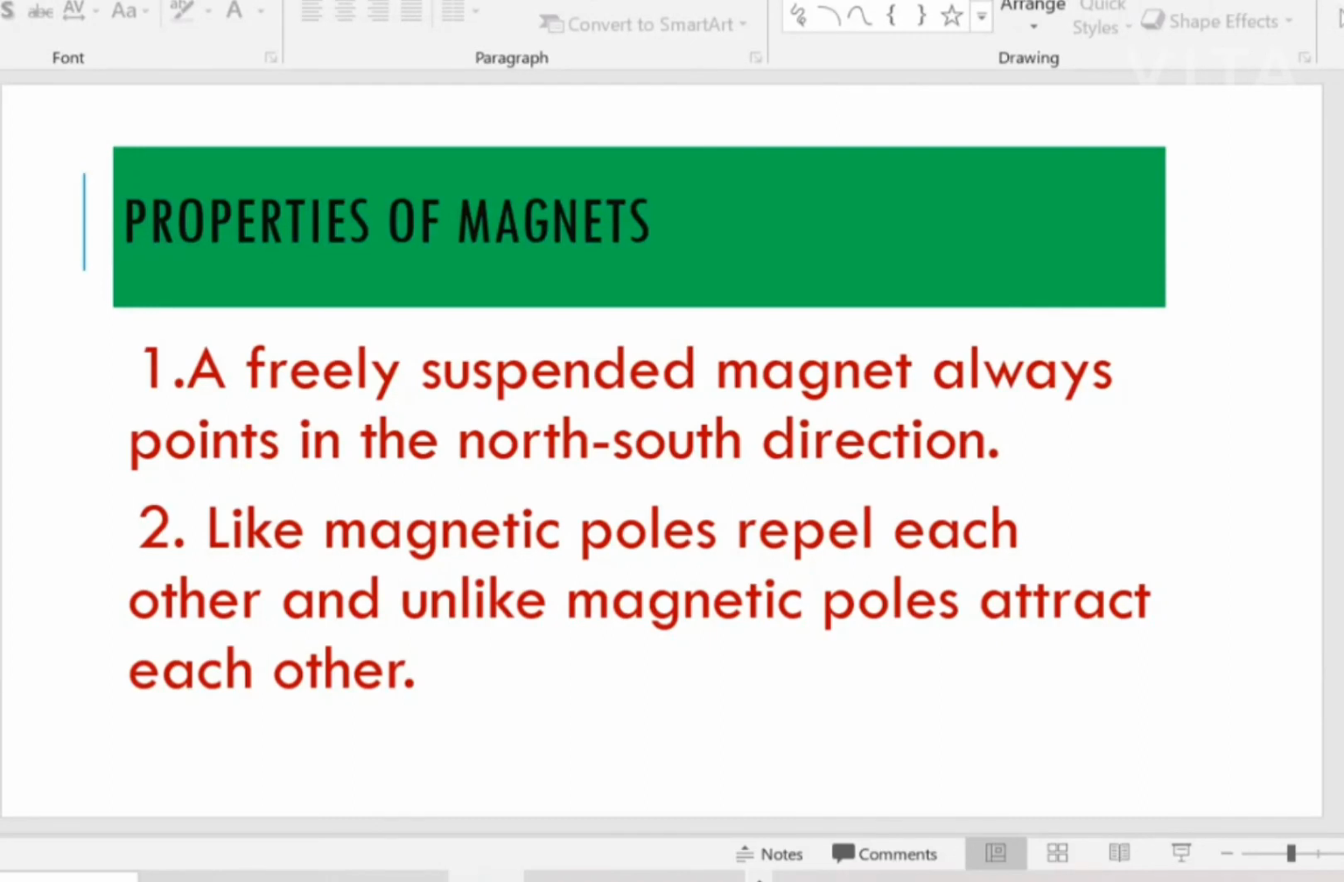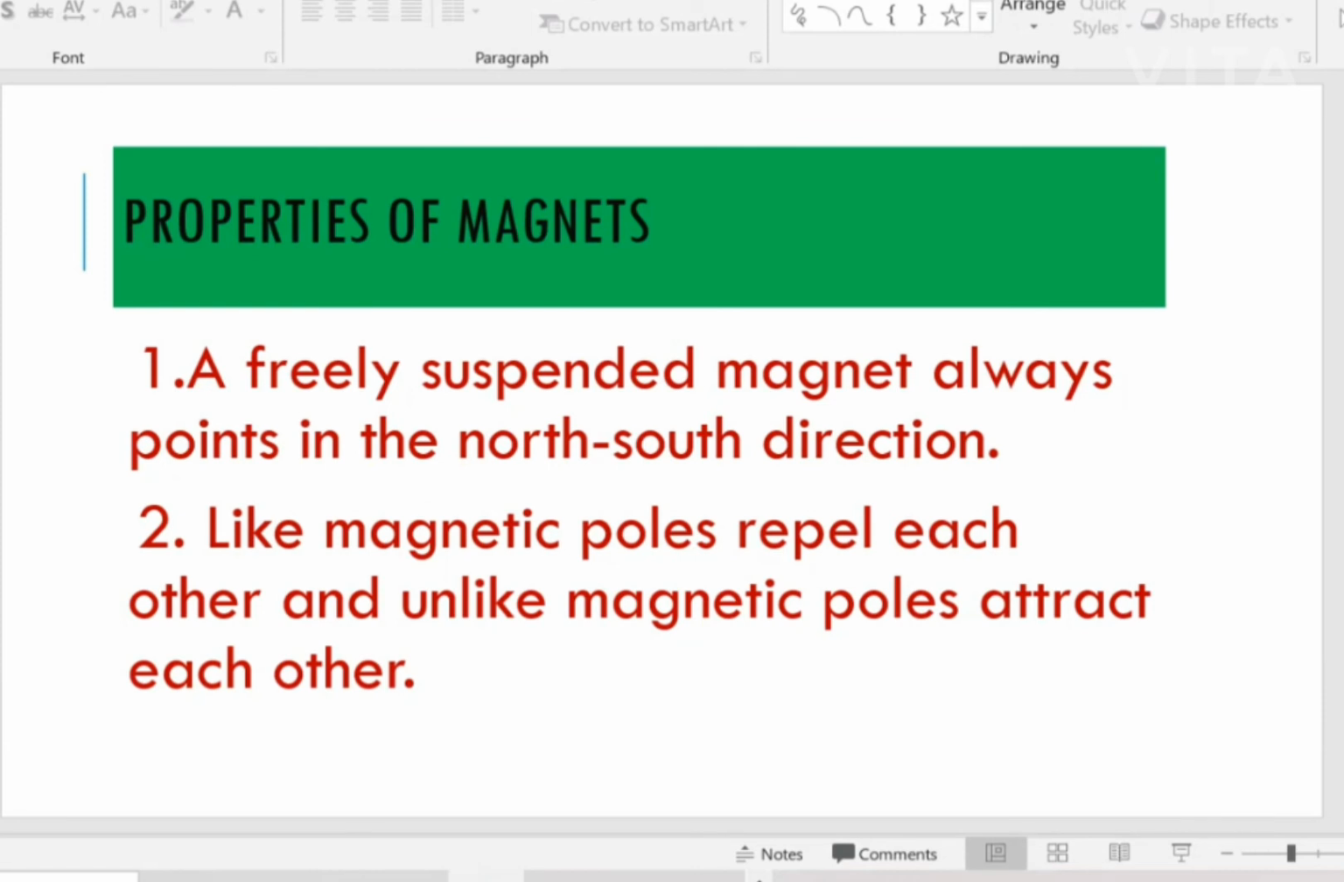Dear students, today we are going to discuss part 3 of your lesson Fun with Magnets. What are the properties of magnets? If you are using a magnet without knowing the property, you cannot make use of the magnet. There are two properties of a magnet. You can see those two properties on my slide.